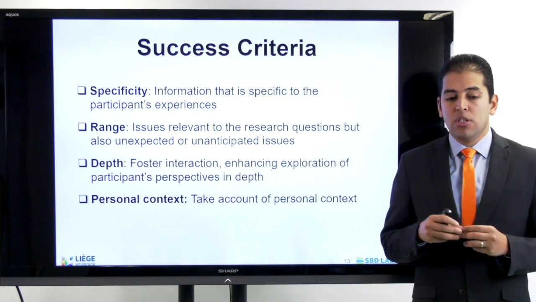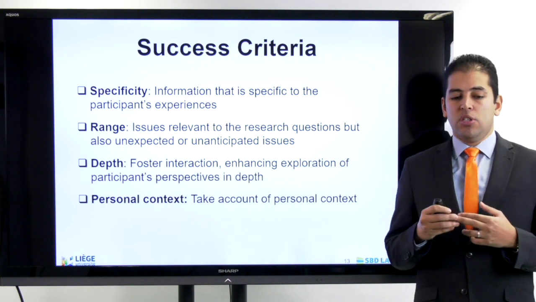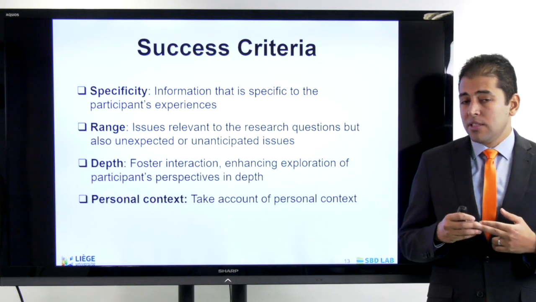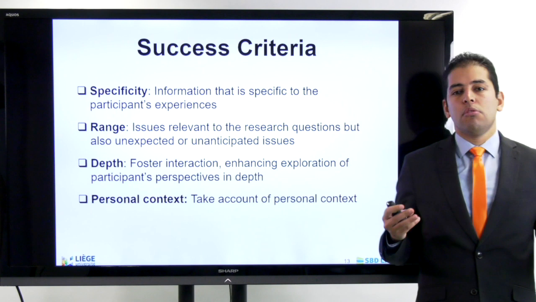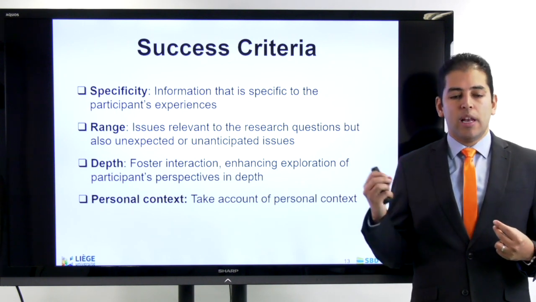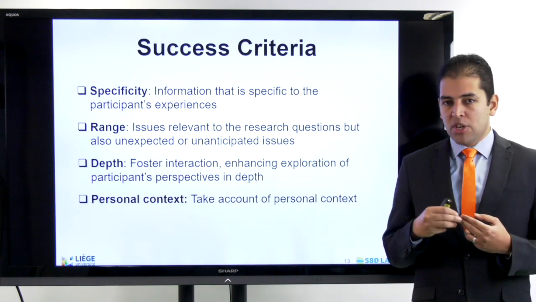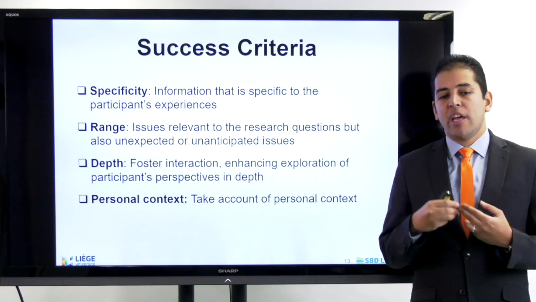Then the depth. You need to foster interaction and enhance exploration of participants' perspectives in depth, and that's the major role of a moderator. If you are briefing a moderator from day one, you tell her or him that this is the major important thing here: foster deep interaction and deep sharing of knowledge.